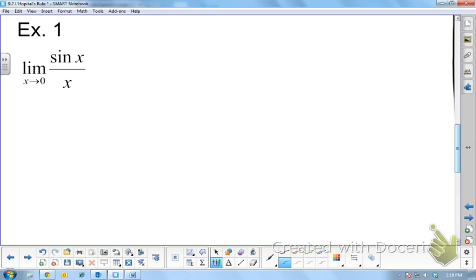Okay, here's our first example. L'Hopital's rule only works in those certain situations, so we must check that it applies. So first, we want to plug in 0 and see what happens. We want to try and take the limit like we would normally. So sine 0 over 0. Doesn't work. It's divided by 0. But what's sine 0? 0. So 0 over 0.